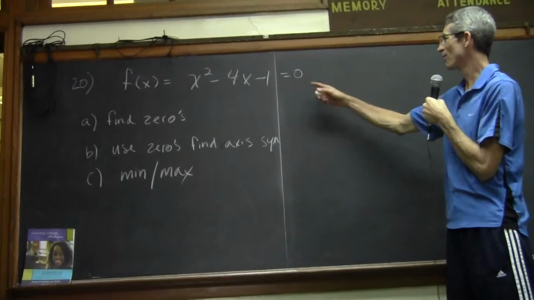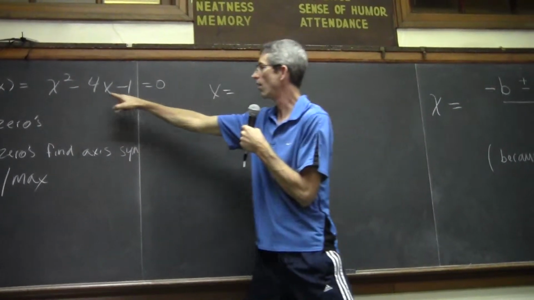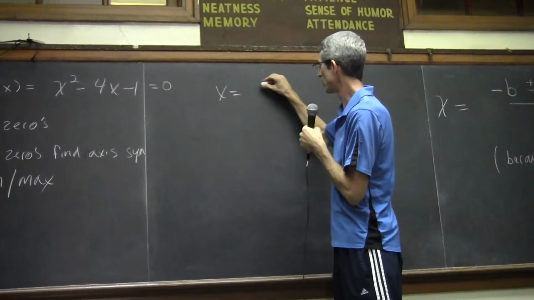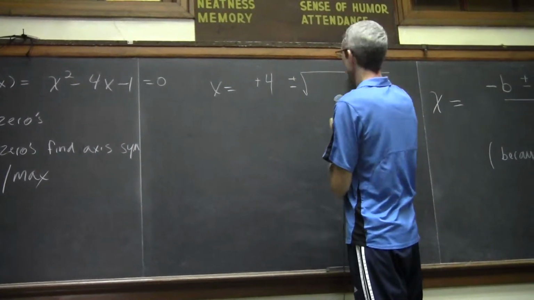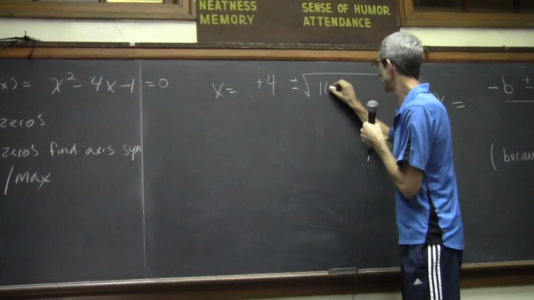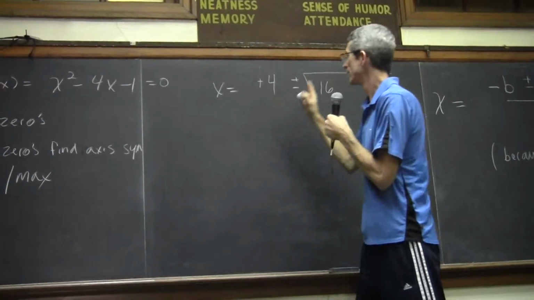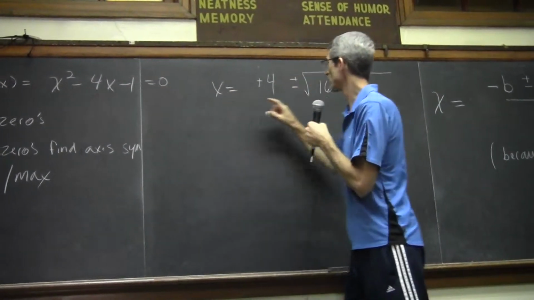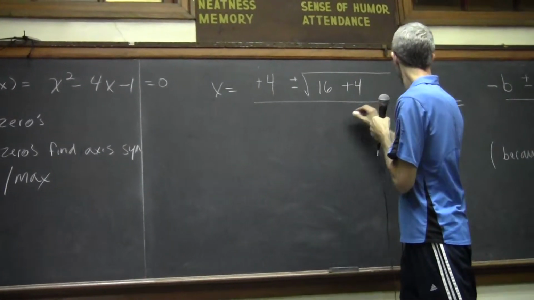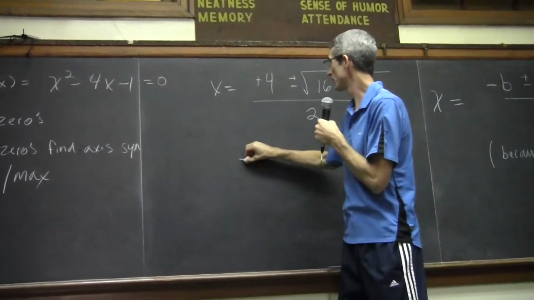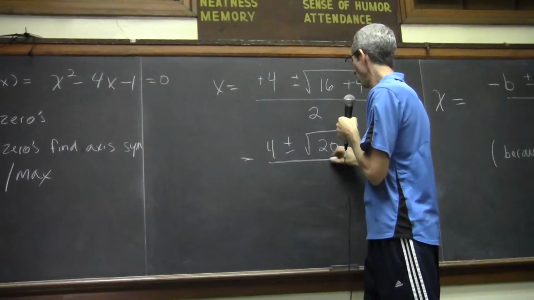So let's do that. I'm going to just plug in my little formula. x equals negative b. So b is already negative 4, so a negative is a positive 4, plus or minus the square root of b squared, which is 16, minus 4ac. It's a minus negative, so it's a plus 4. I think I did that right. All divided by 2a, divided by 2. So to simplify that down, I have 4 plus or minus the square root of 20, all over 2.